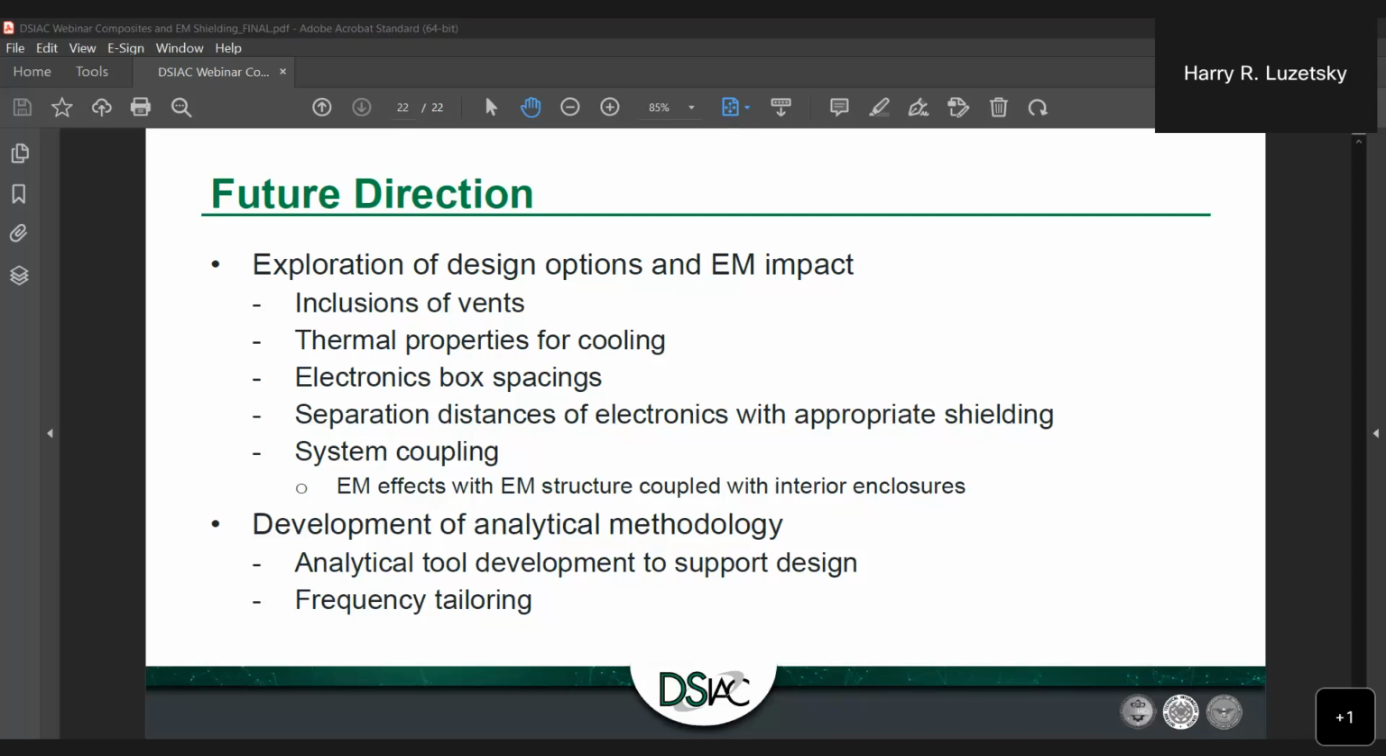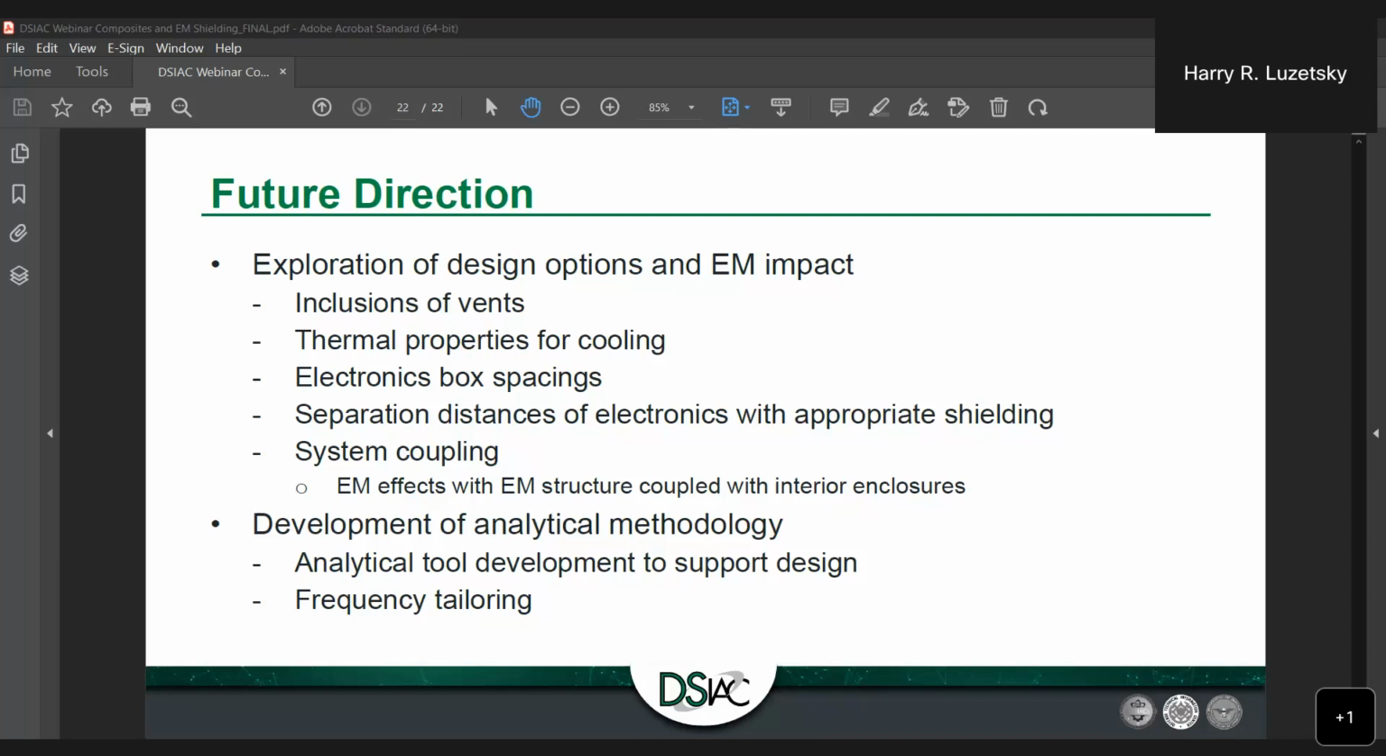It's under a different program, but we are going to use the same fuselage with a secondary test, and we'll be putting a box in there that has shielding as well, to see how much lower that shielding can be driven by having those two different layers. And then development of an analytical methodology. We have been working with ARL and University of Maryland to develop this tool.